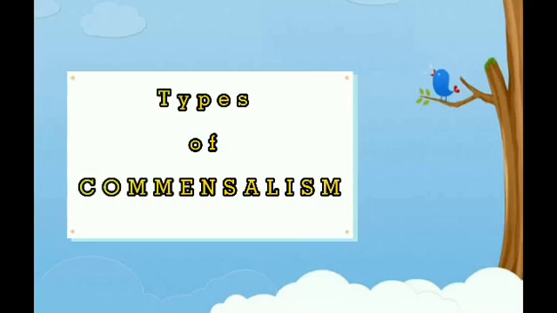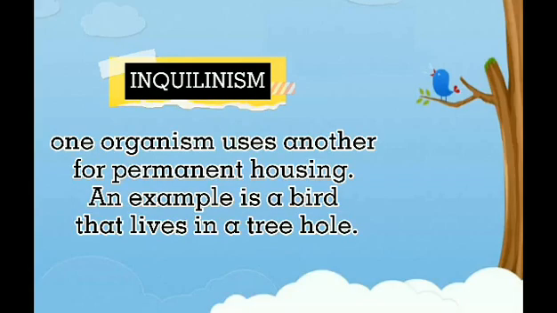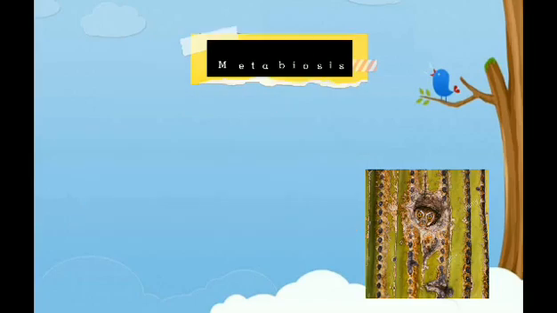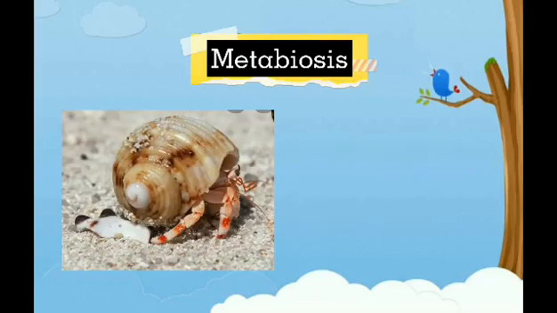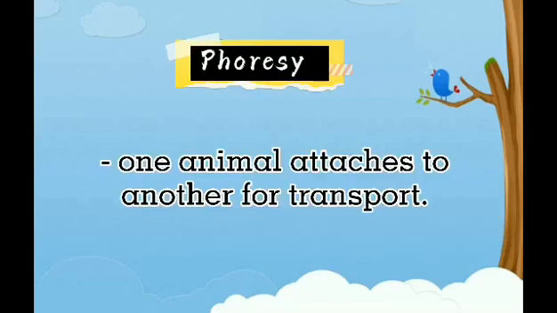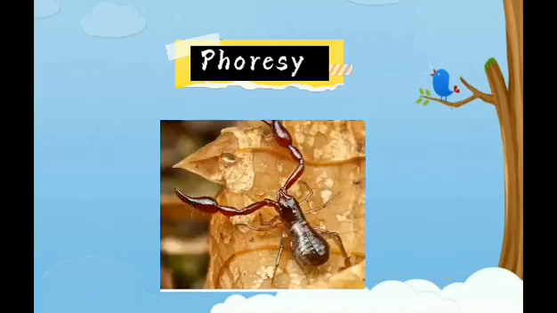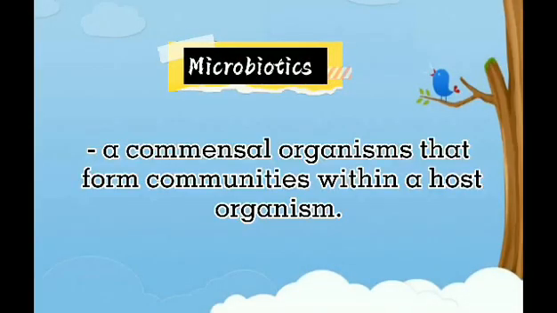Types of commensalism. First, we have inquilinism. One organism uses another for permanent housing. An example is a bird that lives in a tree hole. Metabiosis is a commensalistic relationship in which one organism forms a habitat for another. Our next is phoresy. One animal attaches to another for transport, and these are the examples. And the last is microbiotics, a commensal organism that forms communities within a host organism.